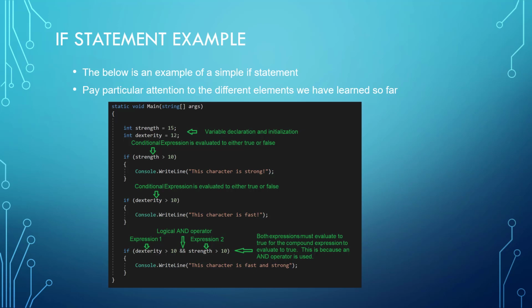And then when we got to our compound if statement, it would also skip and not say this character is fast and strong, because expression 1, dexterity is greater than 10, would return false. And because we're using a logical and, they both would need to be true. Okay, I hope that makes more sense. And we'll see some examples of this in more detail as we get to our coding example.